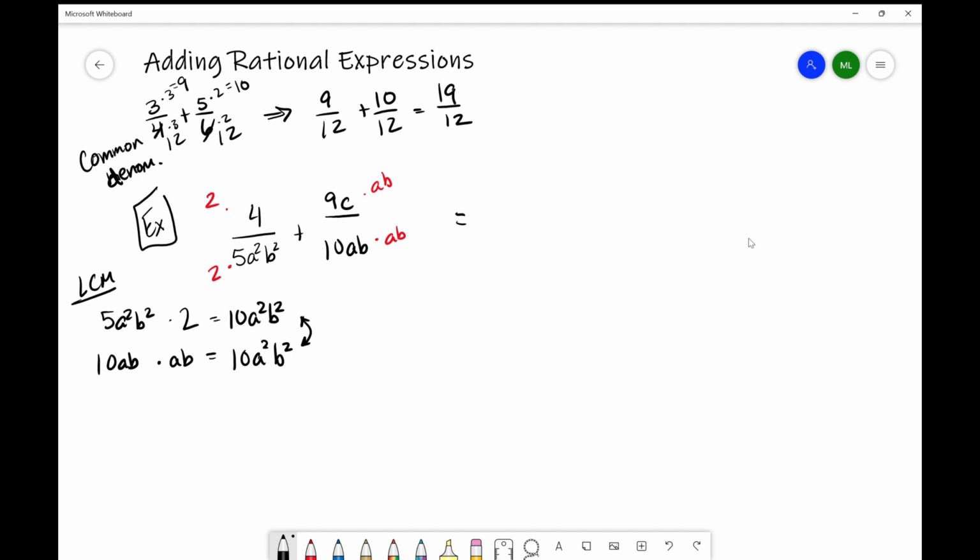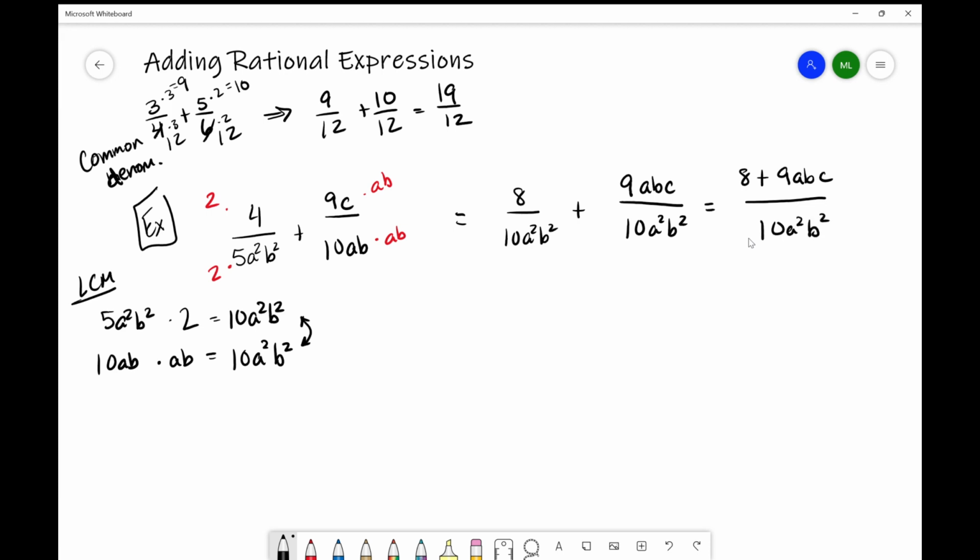Then you find the common denominator, and whatever you multiplied at the bottom, you also multiply to your numerator for each of the fractions. So now my new fraction is 4 times 2, that's 8, over 5a squared b squared times 2, that's 10a squared b squared, plus 9cab, so that's 9 times a times b times c, all over 10a squared b squared. Now you have a common denominator, and then you can add straight across. Adding straight across, we have 8 plus 9abc over 10a squared b squared.